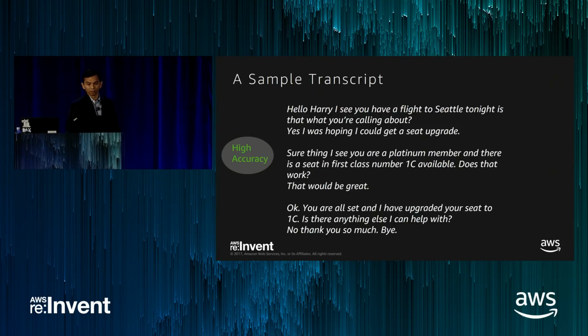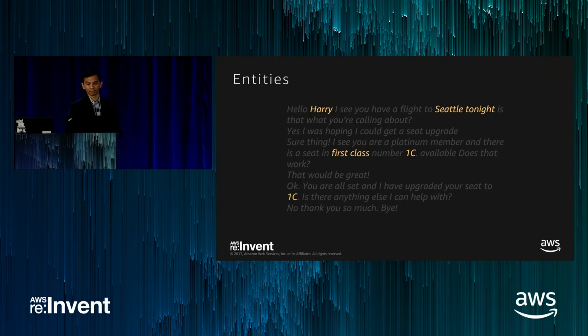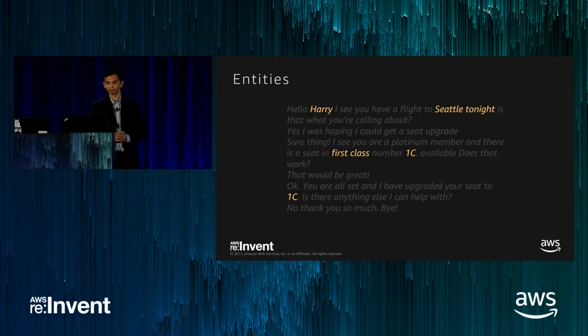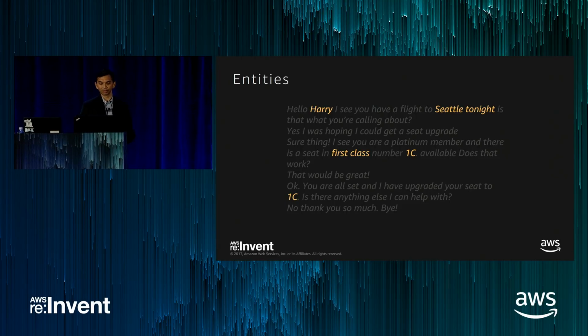Now, it's got high accuracy, and the text is punctuated. This is the value that Amazon Transcribe adds for you. Now, you take this transcript and run it through Amazon Comprehend and get the entities from it. So you recognize that Harry is an entity, Seattle is the city, tonight is the date, and you also get some other entities like first, one, and so on, which are numbers.